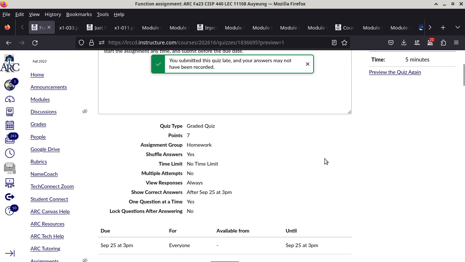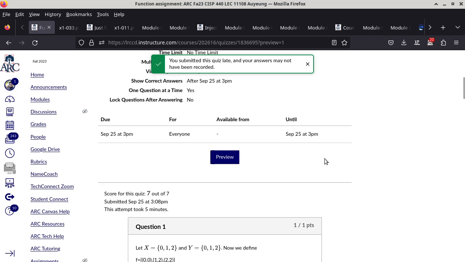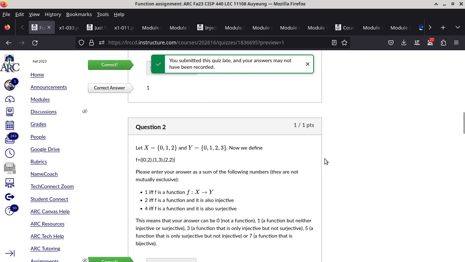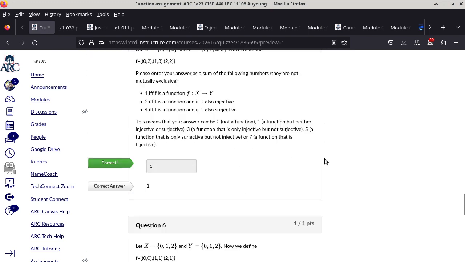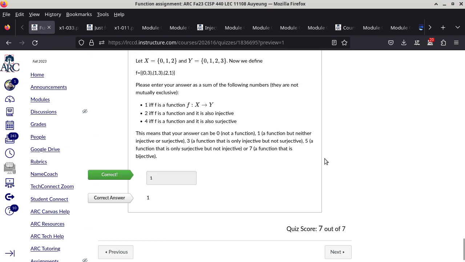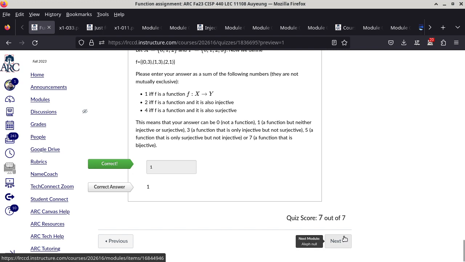What am I getting? Okay, 1 out of 1. Yep, so that's it. Any questions coming out of this particular homework assignment? Did it help you study? Did it help you go like, I really have to think about this?